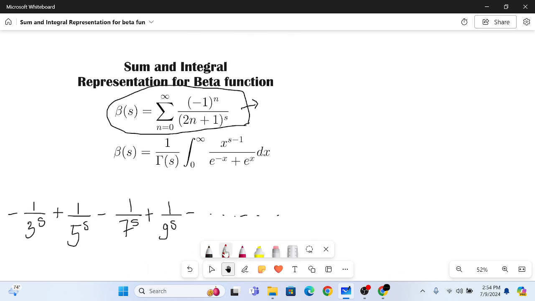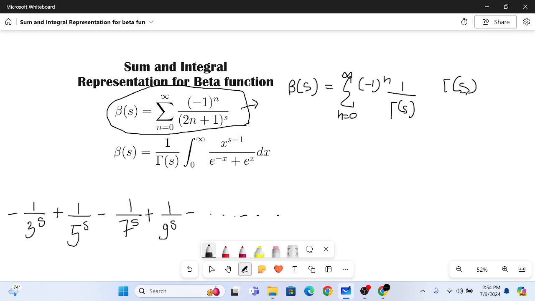Now what I'm going to do is use the inverse Mellin transform of this expression, 1 by 2n plus 1 to the power s. What I can do is write 1 by gamma s and then gamma s by 2n plus 1 to the power s. I will write it like this. Now if I take the Mellin transform of this expression, sum from n equals 0 to infinity and then minus 1 to the power n by gamma of s.